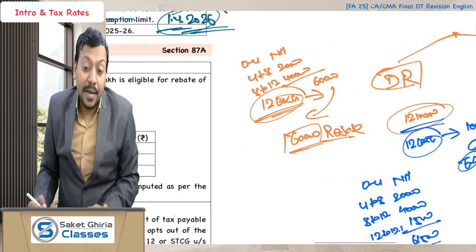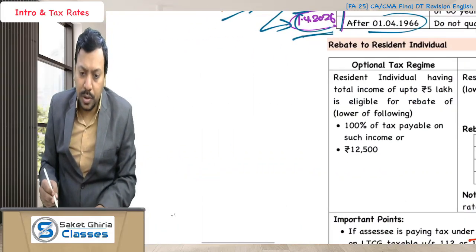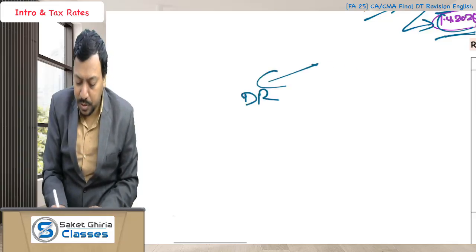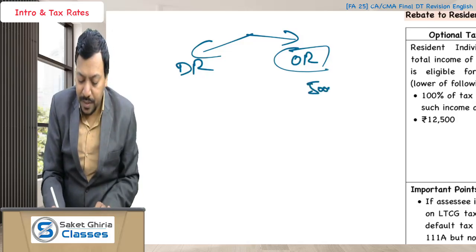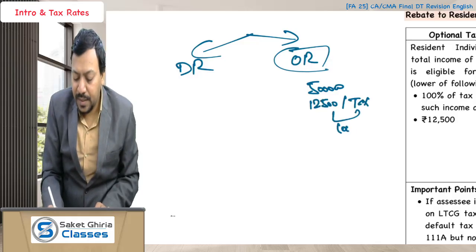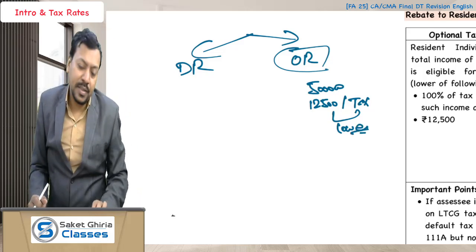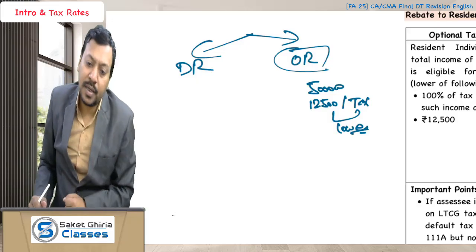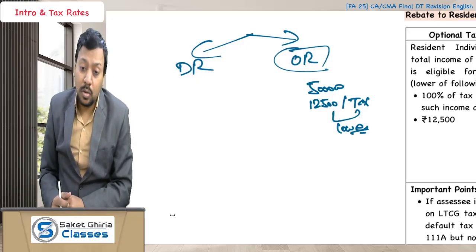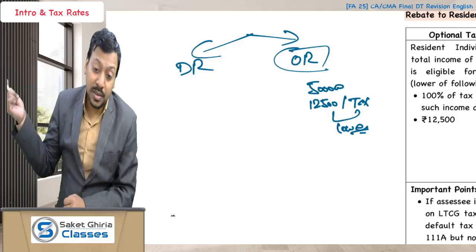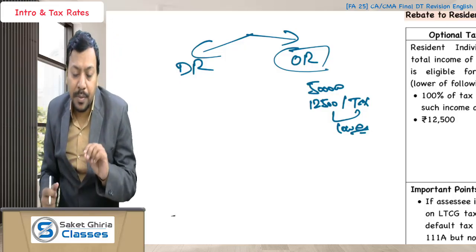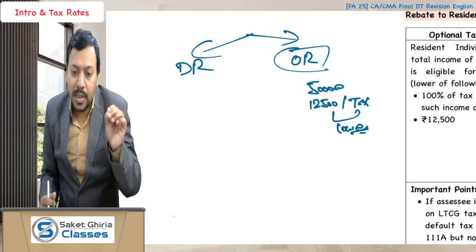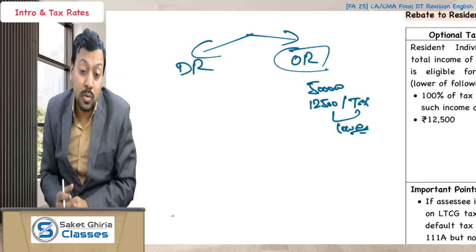there is a rebate under section 87A, and the rebate is provided in two regimes. One is the default regime and one is the optional regime. First, let us talk about the optional regime. In the optional regime, if your total income is up to rupees 5 lakh, then you will get a rebate of 12,500 or the tax, whichever is lower. It effectively means you do not pay any tax if you have income up to rupees 5 lakh in a financial year. Although, if you recall, the slab for the optional regime is only the first 2,50,000, meaning up to rupees 2,50,000 there is no tax. But because of the 87A rebate, effectively up to rupees 5 lakh you don't have to pay any tax.